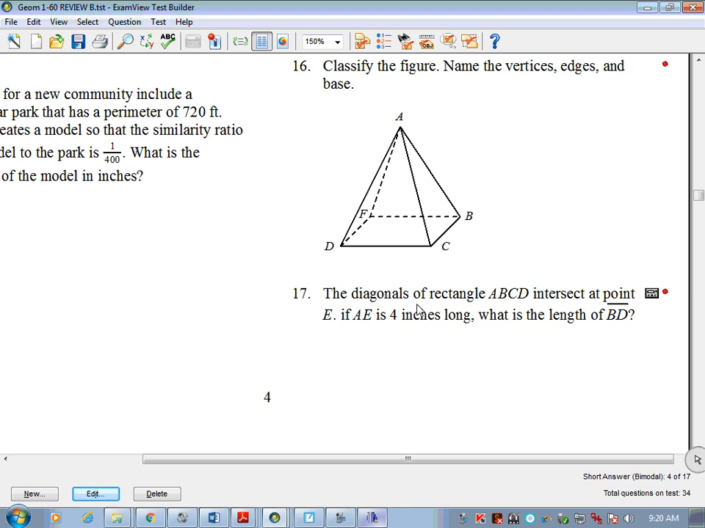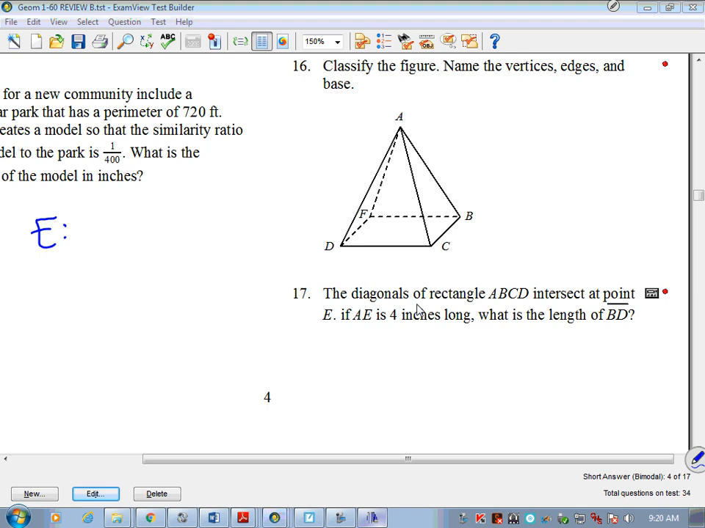If you wanted to say it's a square pyramid and it wasn't a multiple choice question, I might let you off the hook on that. Your vertices are your points: point A, point F, point D, point B, point C. Those are your vertices. And then you have your edges. We want to see them this way.